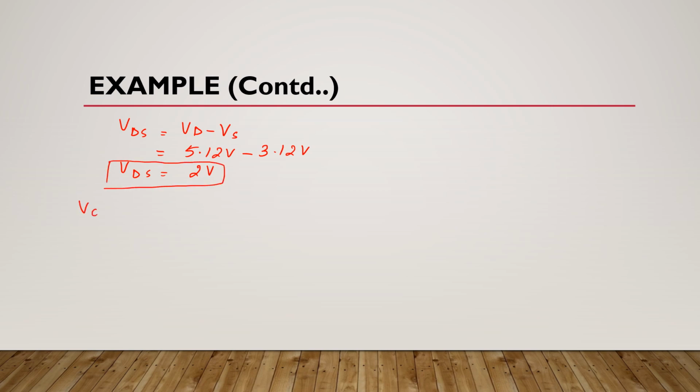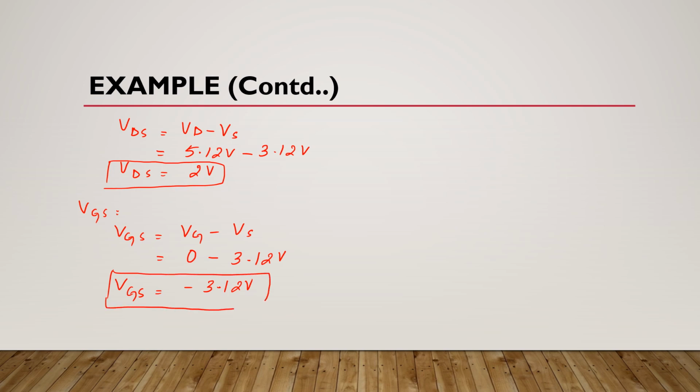Now we will find gate to source voltage. We know that VGS is equal to Vg minus Vs. Here Vg is 0 volts and Vs is 3.12 volts. It means gate to source voltage is minus 3.12 volts. This negative value of gate to source voltage indicates that it is an n-channel JFET. So this is your answer.